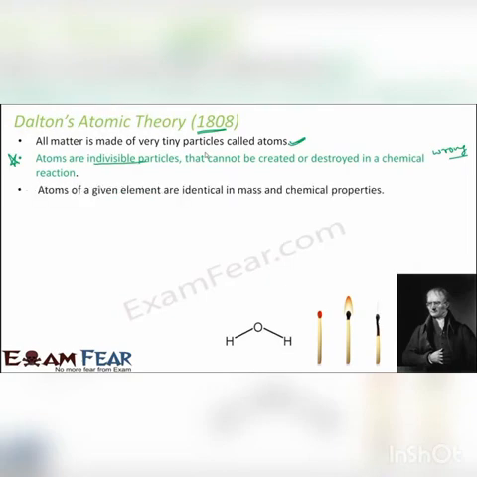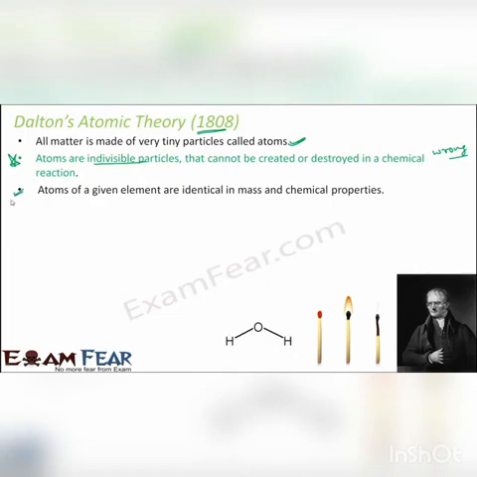Atoms of a given element are identical in mass and chemical properties. This is true. In fact, the one saying they cannot be created or destroyed is wrong, because you'll see that post-Uranium there are so many elements which are man-made, created by bombarding alpha and beta and other particles onto existing atoms. So that means atoms can be created, right? And atoms can be destroyed. So this theory is not correct. But apart from that, this theory is also correct.